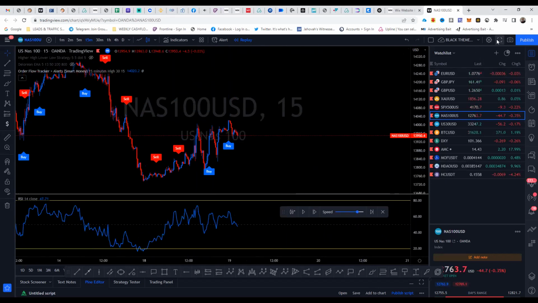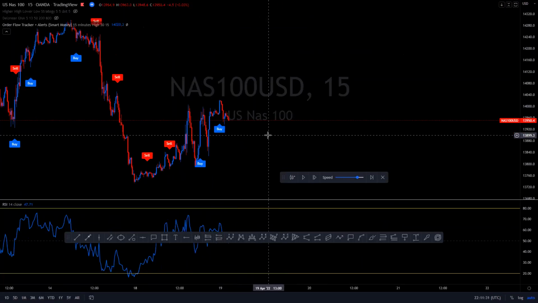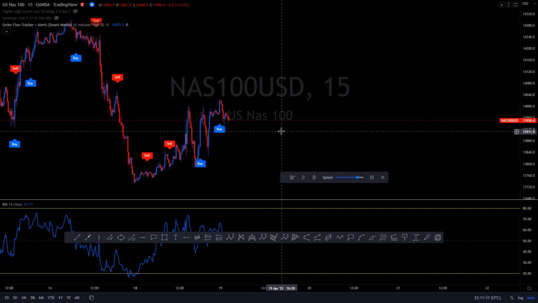So what we're going to do is pretend that we have actually gone through step one, which is mark up market structure from the 15-minute to the 4-hour time frame. So now, this is where we're going to actually identify the trend.